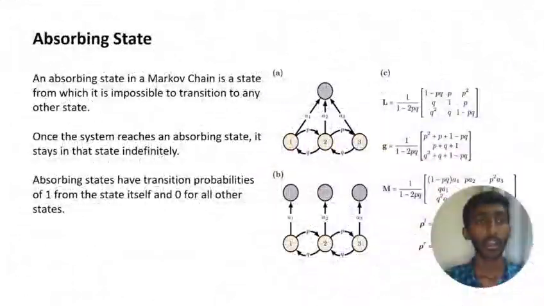Absorbing state. An absorbing state in the Markov chain is a state from which it is impossible to transition to any other state. Once the system reaches an absorbing state, it stays in that state indefinitely. Absorbing states have the transition probability of 1 to the state itself and 0 for all the other states, as you see in the picture.